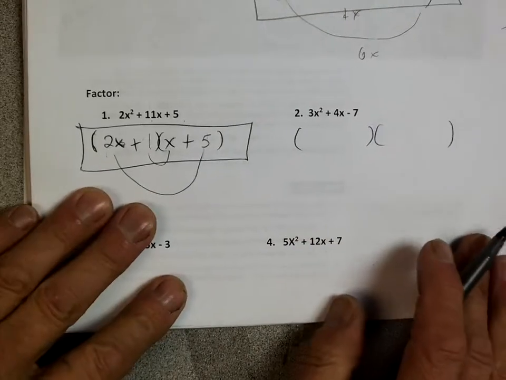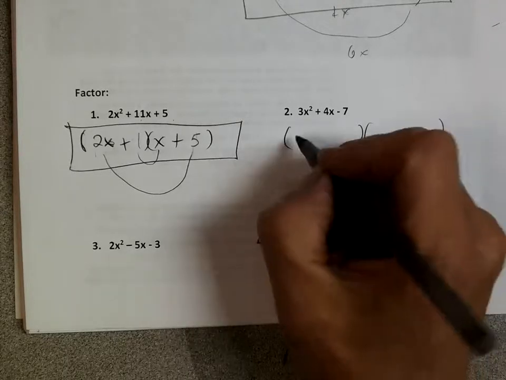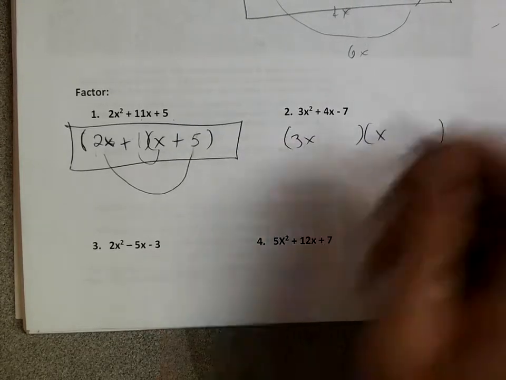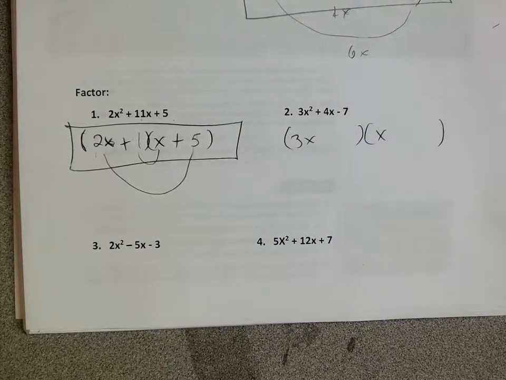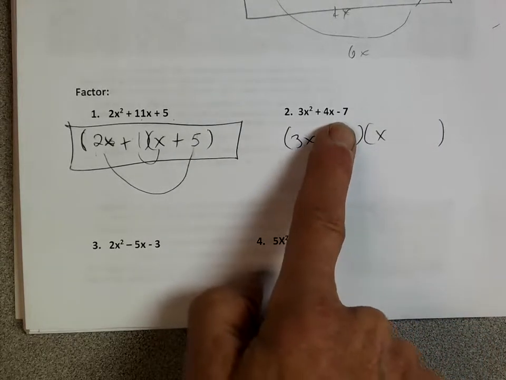So, let's start with what we know. How do we make a 3x squared? You guys agree? 3x and x. They have to go there and there. So let's start at least off with 3x and x, okay? Don't worry about the 4. How do you make a 7? 7 and 1 is correct.